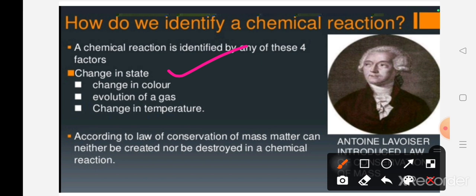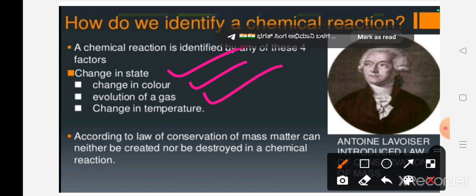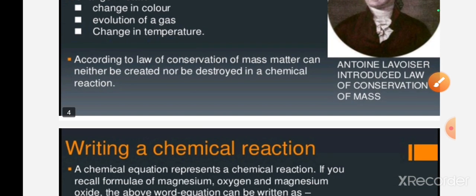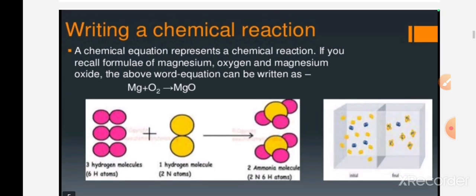Change in color. Sometimes in some reactions change in color occurs. Evolution of gas. In some cases gas is liberated. Change in temperature. Sometimes reactions are exothermic or endothermic. Based on that, change in temperature also occurs in a chemical reaction. According to the law of conservation of mass, matter can neither be created nor destroyed in a chemical reaction. Antoine Lavoisier introduced the law of conservation of mass.